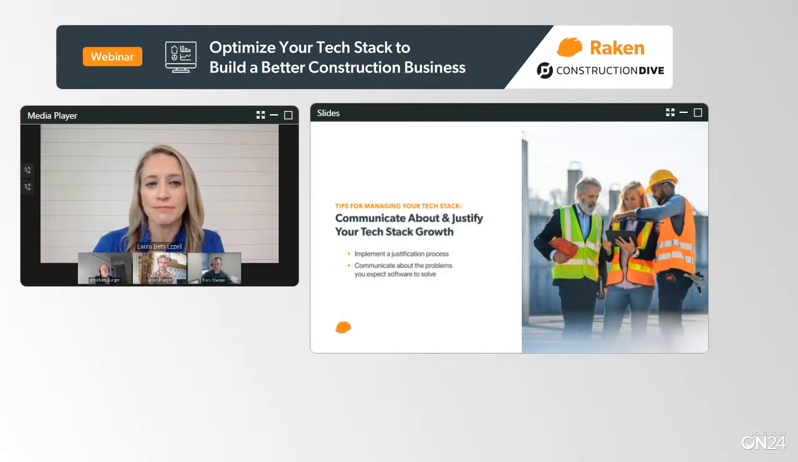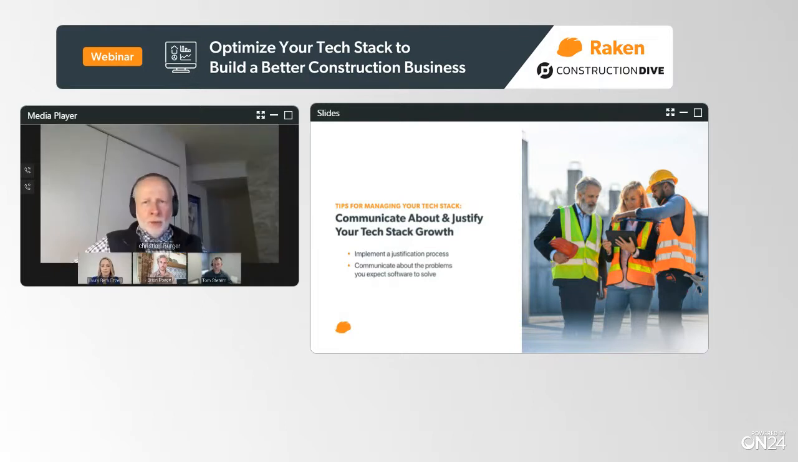Sure. I think generally we don't hear a lot of frustration with the growth of tech stack as long as it's toward some goal and as long as it's achieving the results that are expected. I do think that both the role of the CIO and perhaps even the president is to communicate a little bit of vision around where technology is taking the company and how it's going to be leveraged.